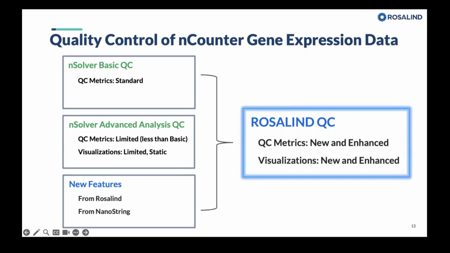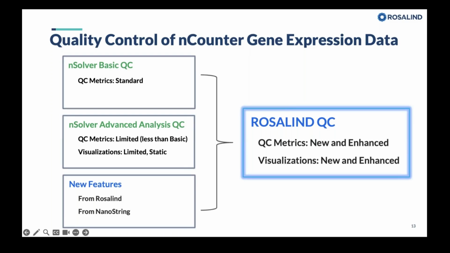Below that is the box for nSolver Advanced Analysis, which was released a little later than the basic version, and that introduced some visualizations. They were limited in scope, they were static images, and there was actually a decrease at this point in the number of metrics that were available. If you're not aware, Advanced Analysis is an R plugin into nSolver Basic.